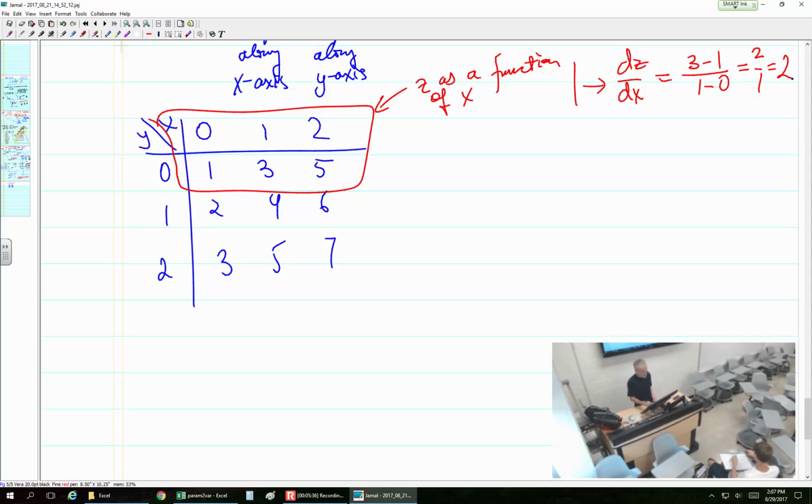Similarly, this was the first transition, the first segment. Along the first segment, the rate of change is 2. The second one, once again dz dx, is 5 minus 3 over 2 minus 1, and once again it's 2 over 1, so again 2. So that is just one out of those 6 functions.